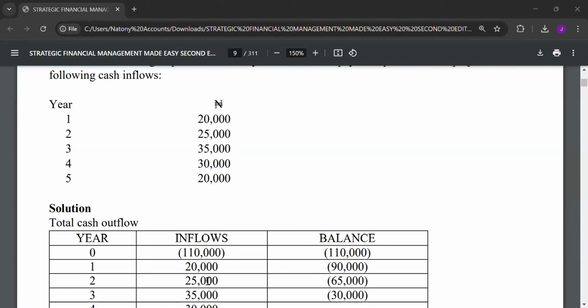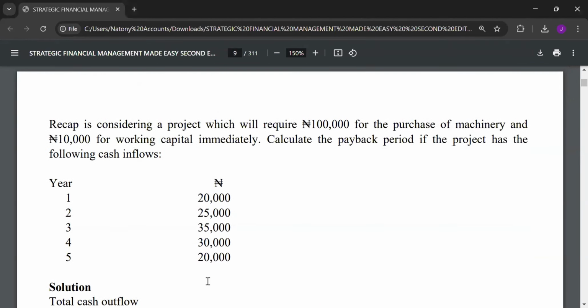Let's look at the initial outlay. The company expects to spend 100,000 for the purchase of a machine. How long will it take the company to recoup these cash flows? There are two things that you need to know concerning the payback period: the timing of the cash flows. There are two assumptions, and most of the time, the examiner goes with assumption one.